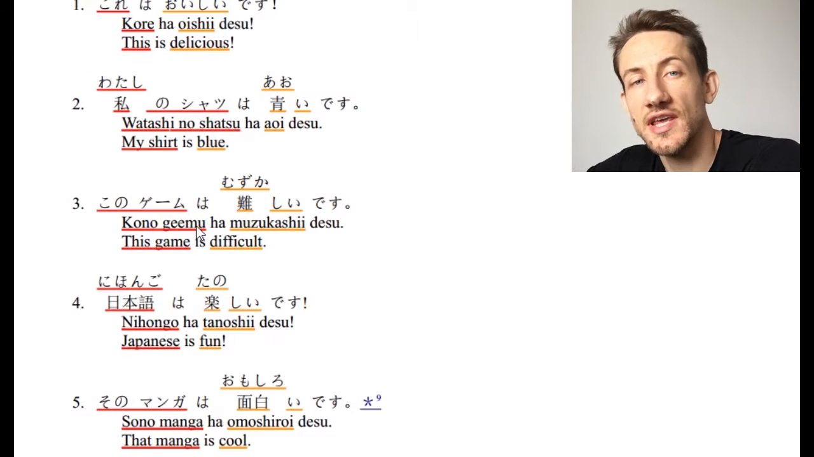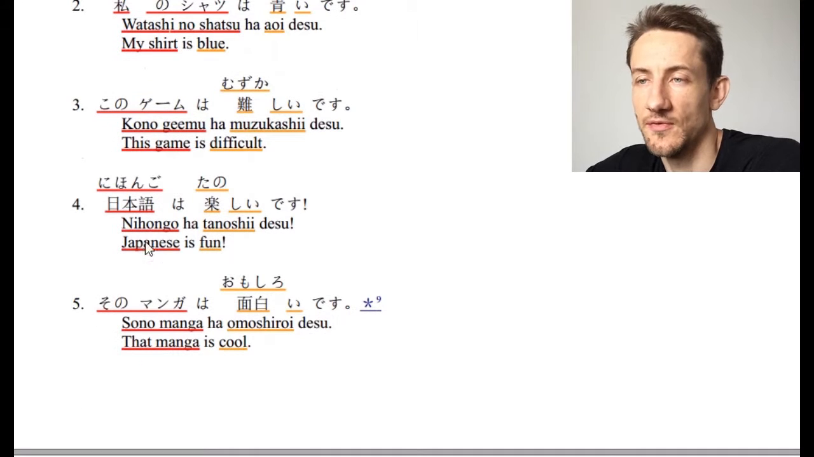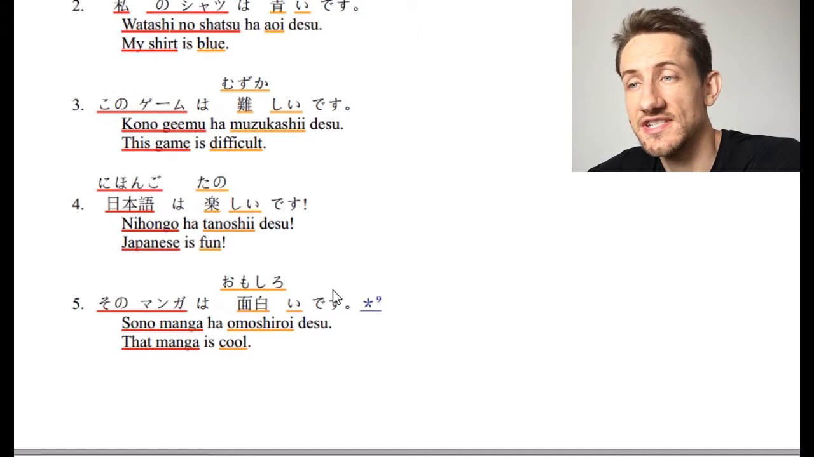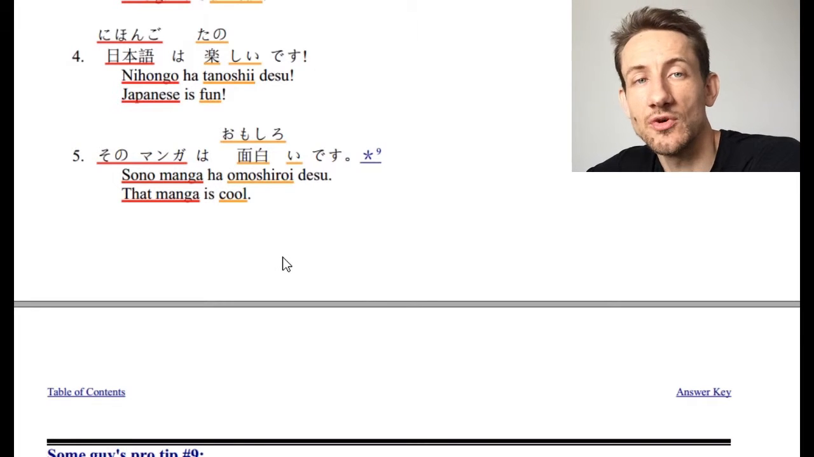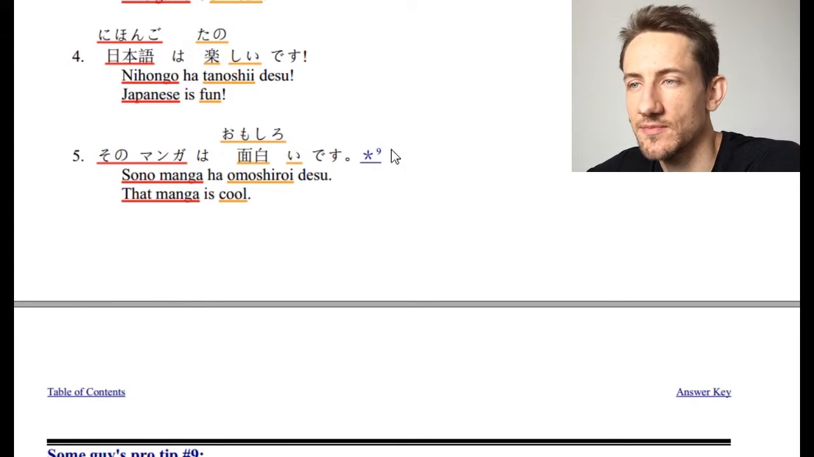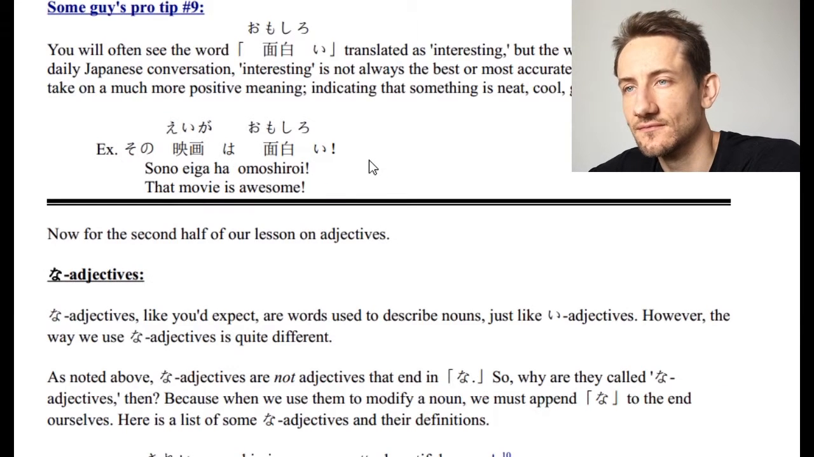Number 3, このゲームは難しいです。This game is difficult. And number 4, 日本語は楽しいです。Japanese is fun. And number 5, その漫画は面白いです。That manga is interesting. And here we have a pro tip we can check out.